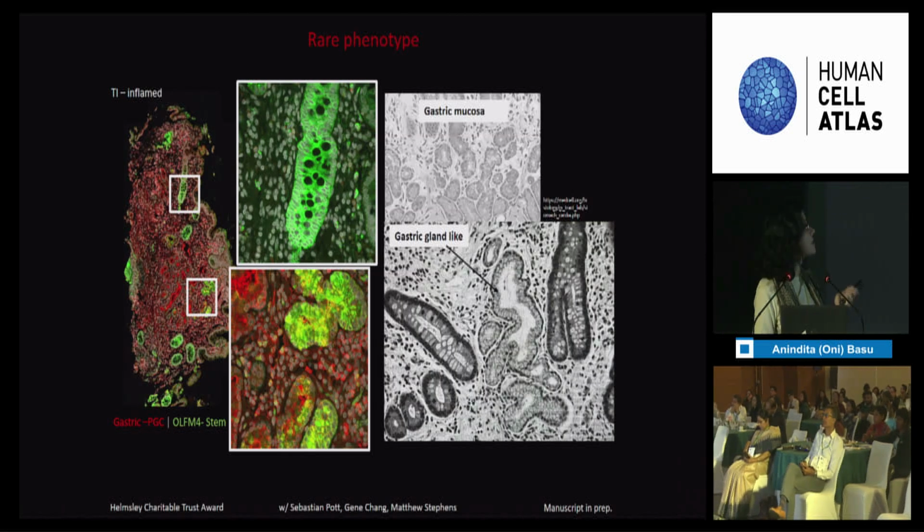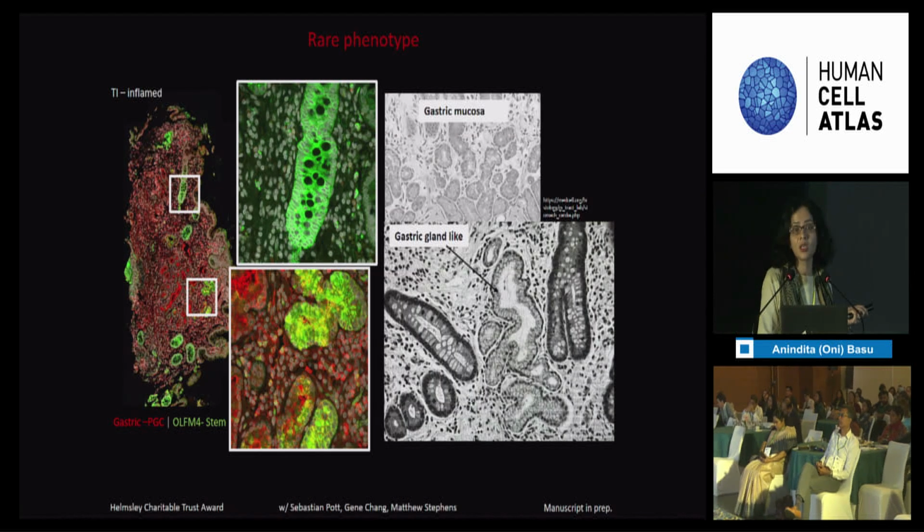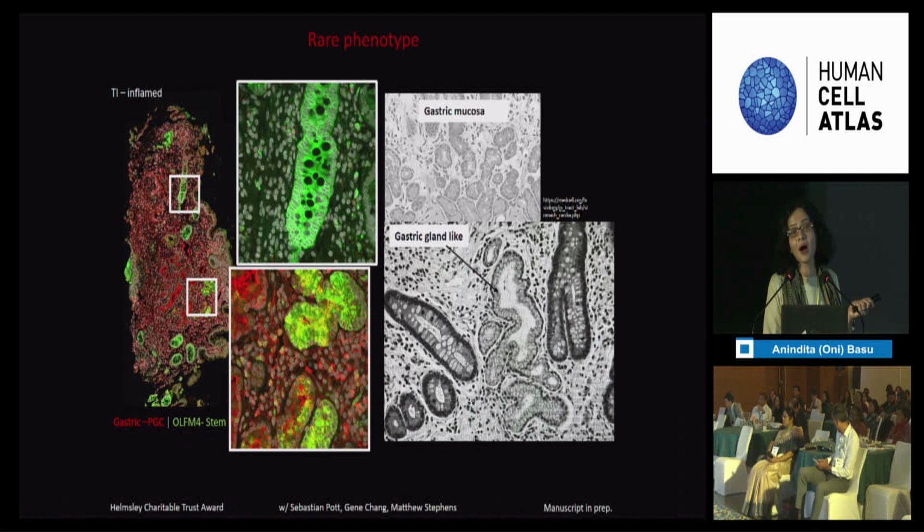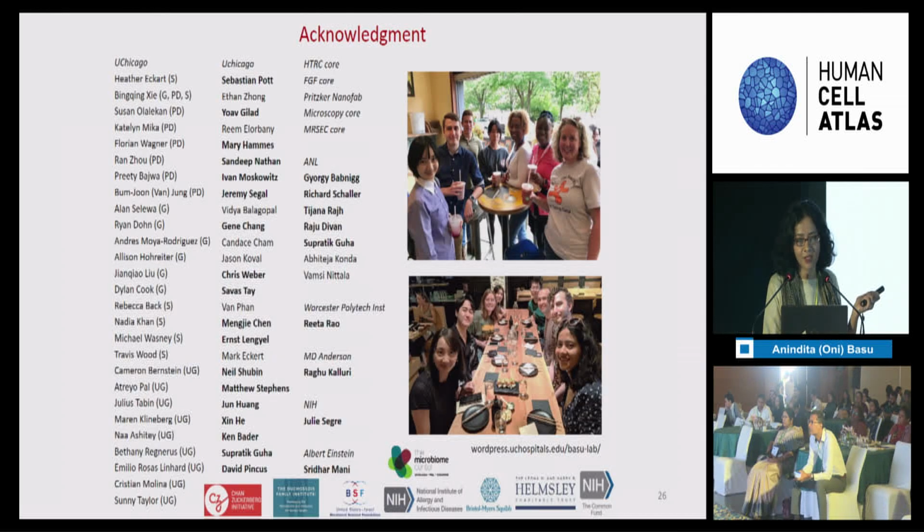So we did find these cell types which we did not expect in the intestine. This is from the terminal ileum. They, in fact, are from the gastric glands. A part of this is a gastric gland metaplasia that happened in CD patients. So these are CD patients that are not inflamed.